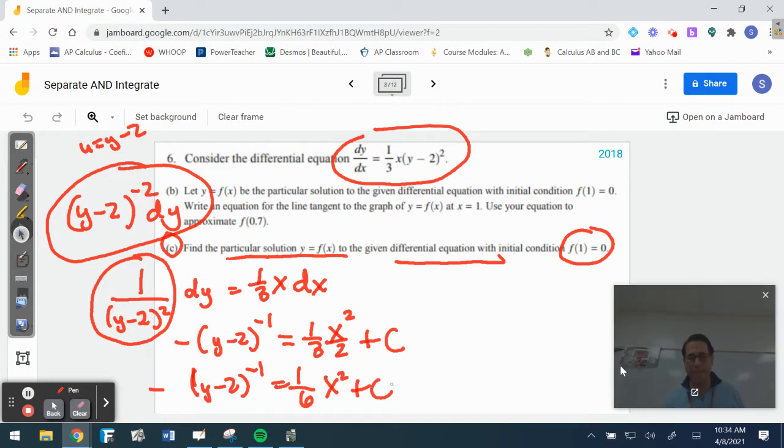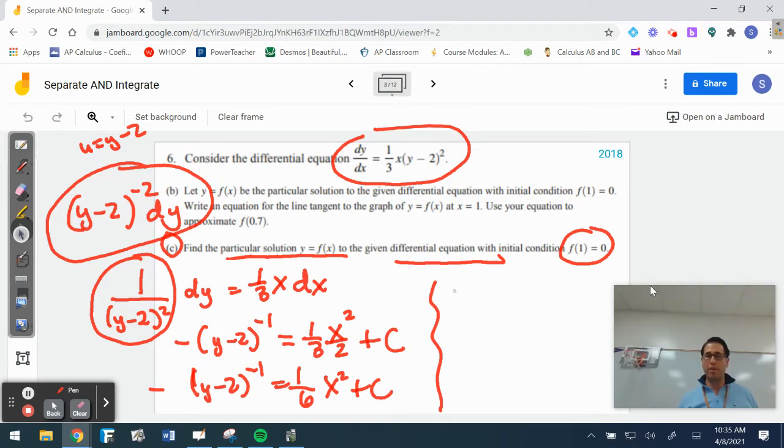All right, so let's find my c right now. How do I find my c? I use that initial condition. I'm going to put a 1 in for x, and I'm going to put a 0 in for y. So I get 0 minus 2 to the negative 1 equals 1/6, 1 squared, plus c.